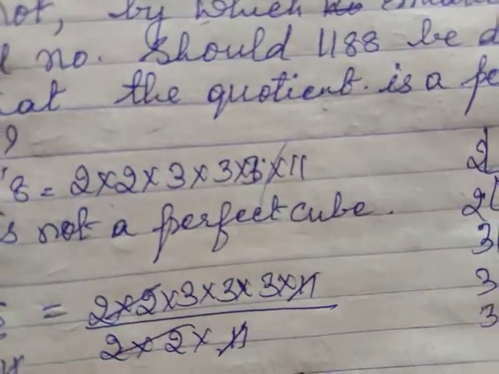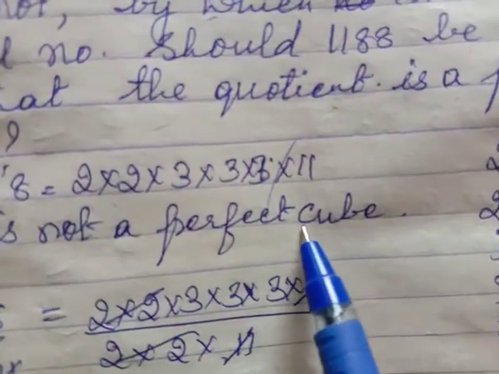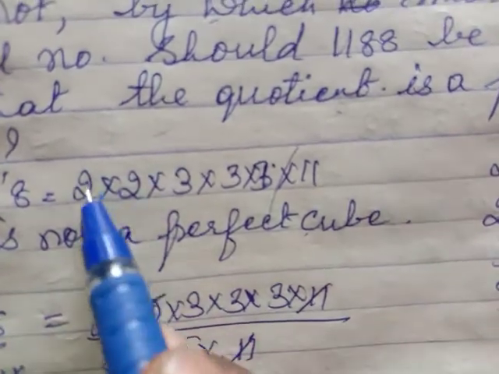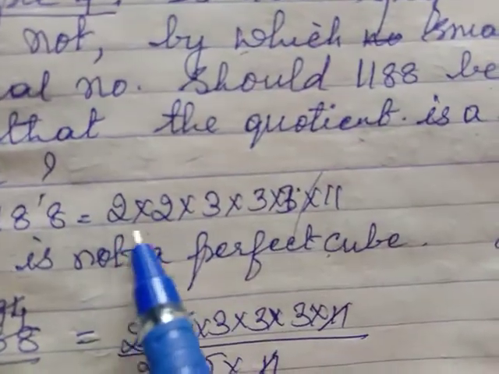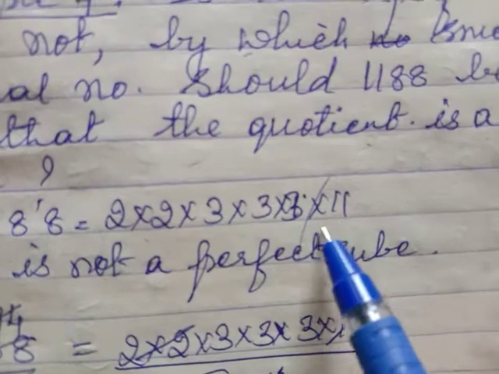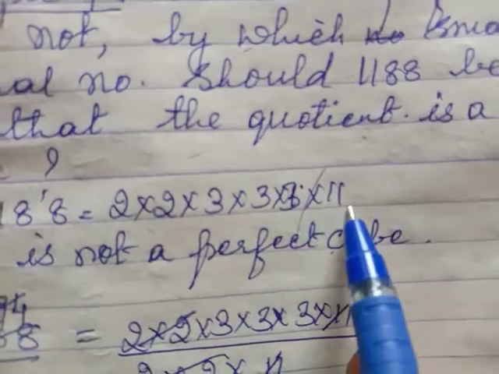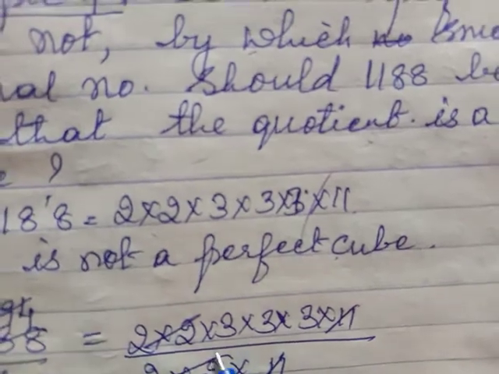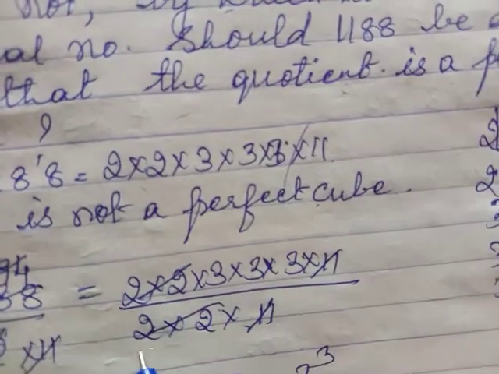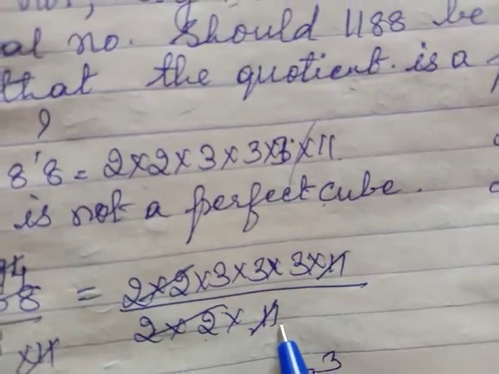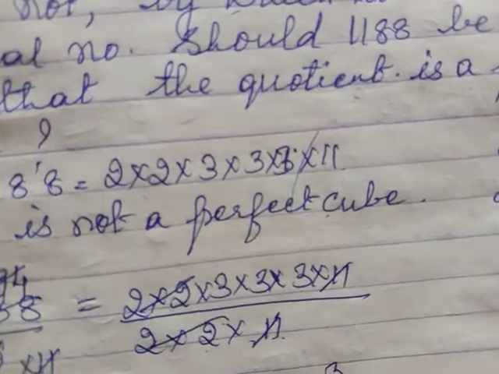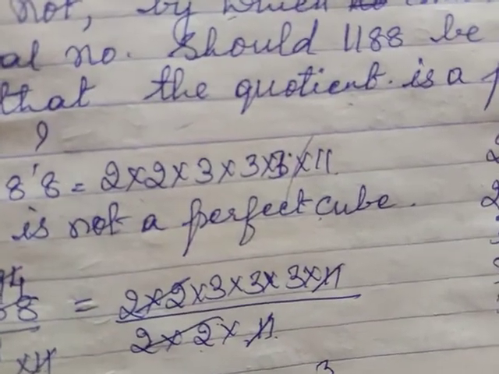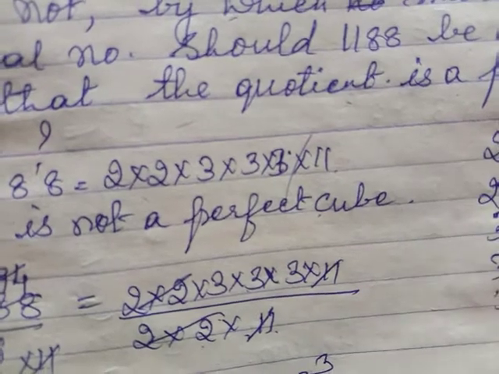That is, it is not a perfect cube. So how much do you have to divide? This 2 into 2 you have to divide. You have to remove that, and then 11 also you have to remove. How to remove? Divide by 2 into 2 into 11. You have to divide both sides. Okay, 2 into 2 into 11. Then after simplifying you will get 27, which is equal to 3 into 3 into 3, that is 3 cube.